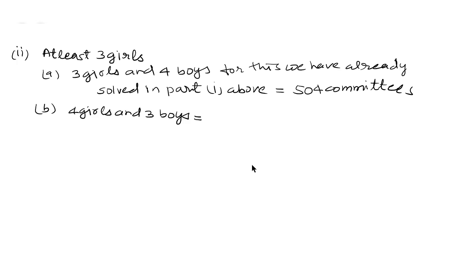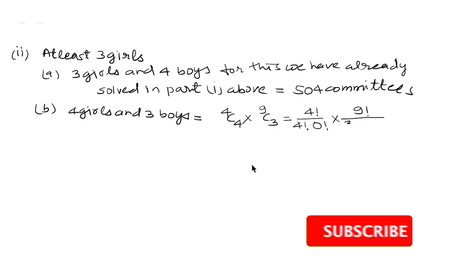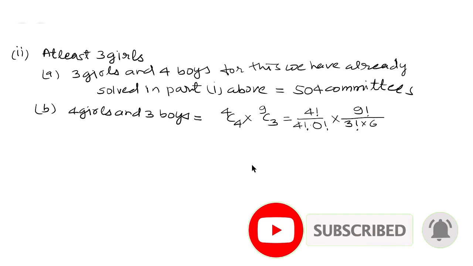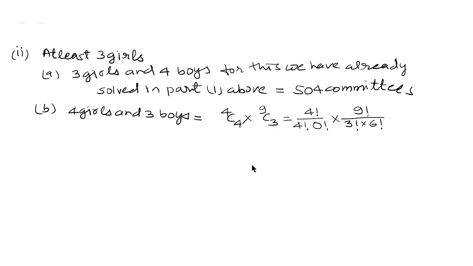4 girls can be selected from 4 girls in 4C4 ways, and 3 boys can be selected from 9 boys in 9C3 ways. So 4 girls and 3 boys can be selected in 4C4 multiplied by 9C3 ways, equal to factorial 4 upon factorial 4 into 0 factorial multiplied by 9 factorial upon 3 factorial into 6 factorial. This is equal to 4 factorial upon 4 factorial is 1.